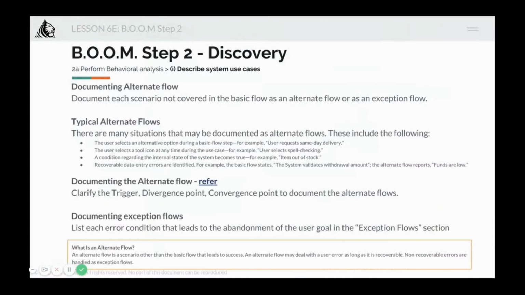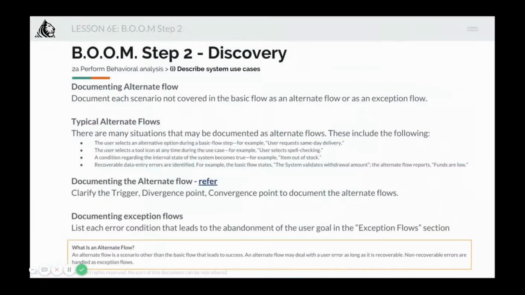Right. So just taking the alternate flow documentation a little further, there are a number of issues you will need to clarify for each flow you have identified. These are as follows. You want to identify the trigger, the event or condition that causes the process to be diverted from the basic flow; the divergence point, the point within the basic flow from which the process jumps to the alternate flow; and finally the convergence point, the point at which the process returns to the basic flow.